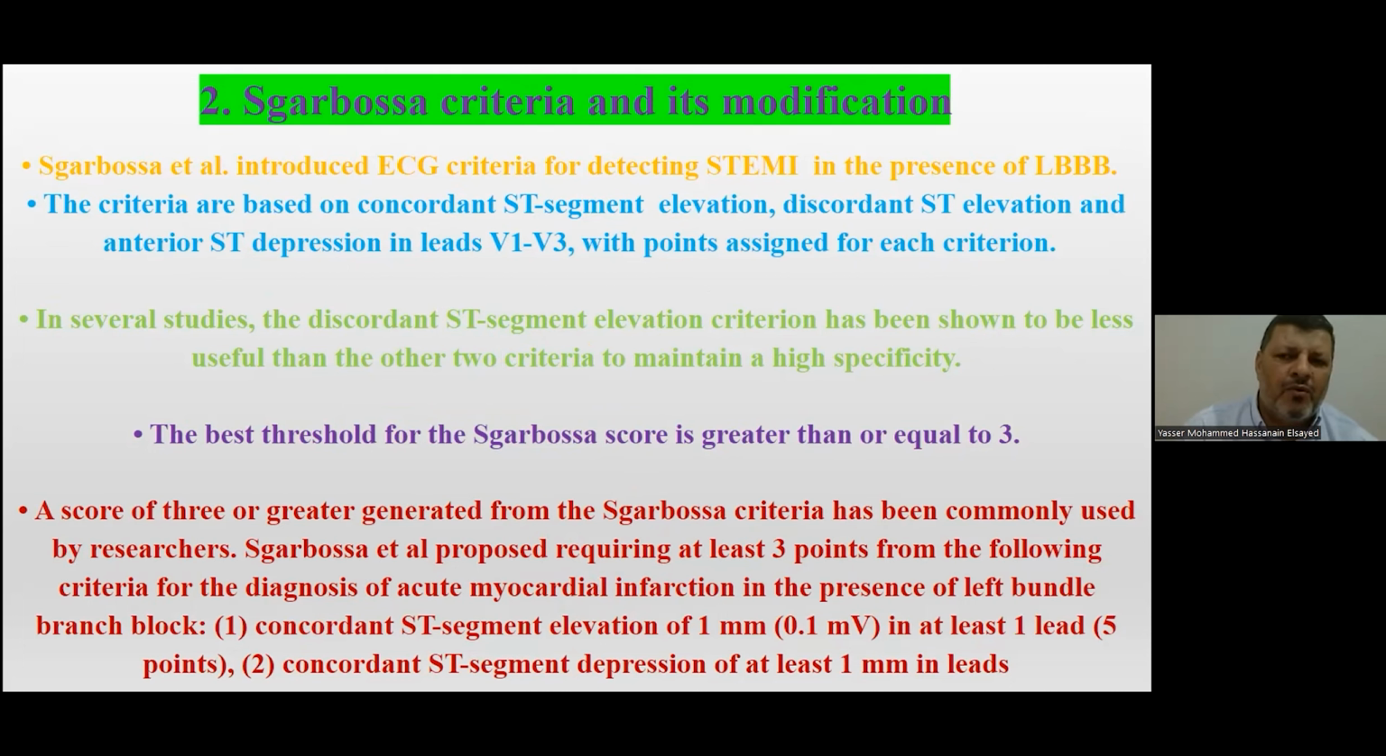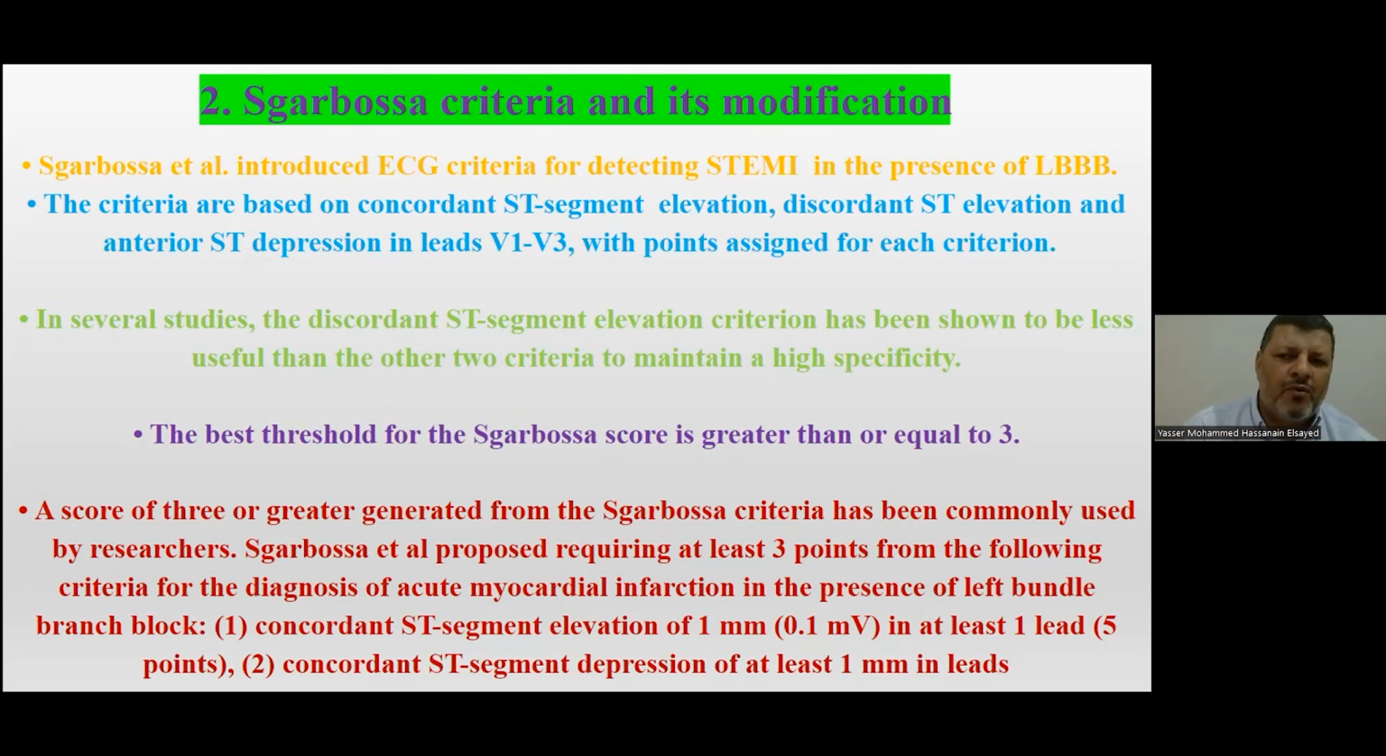The best threshold for Sgarbossa criteria is greater than or equal to 3. A score of 3 or greater generated from Sgarbossa criteria has been commonly used by researchers. Sgarbossa proposed requiring at least 3 points from the following criteria for diagnosis of acute myocardial infarction in the presence of left bundle branch block.